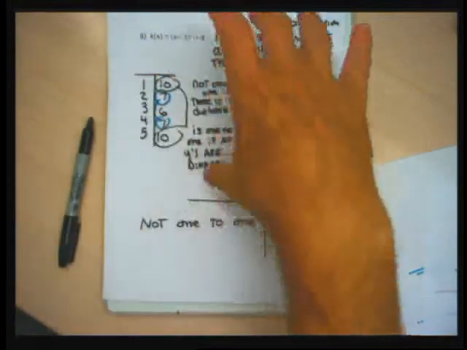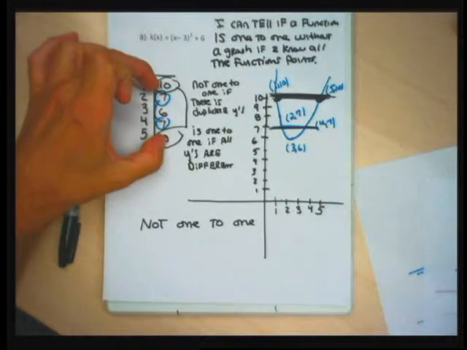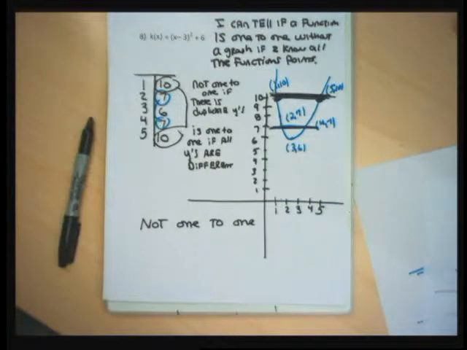That again, this little couple of sentences here is going to be important after we get out of these graphing problems. So I can tell if a function is 1-to-1 even if I don't have a graph, if I know all the function's points. A function's not 1-to-1 if there are duplicate y's in the listing of points. It is 1-to-1 if all the y's are different.